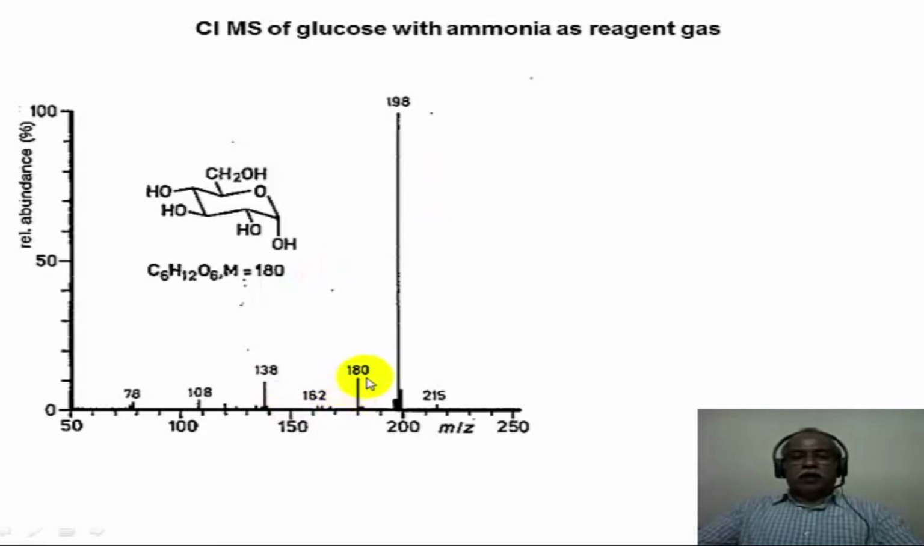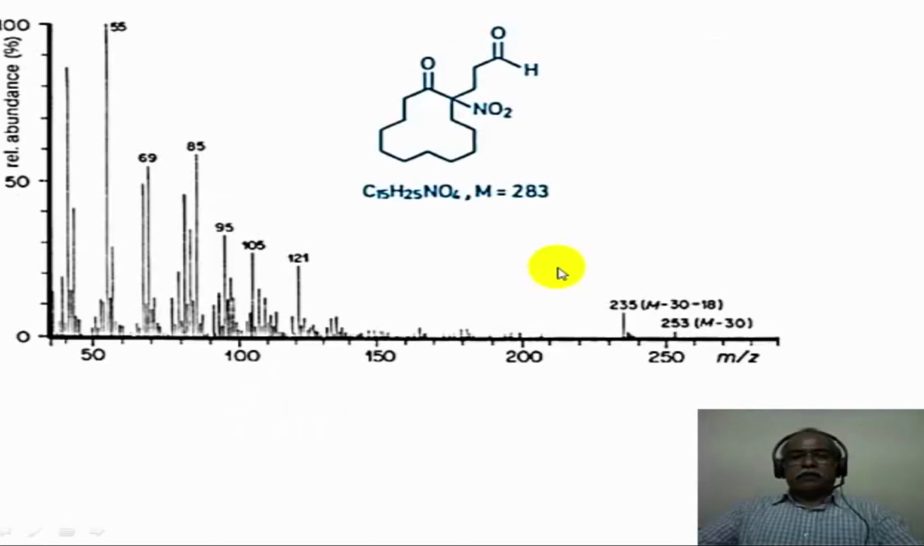There is a very small amount of the 180 peak also formed in this process, but essentially the molecule plus the ammonium ion, the adduct, is what is registered as the base peak in this particular case.